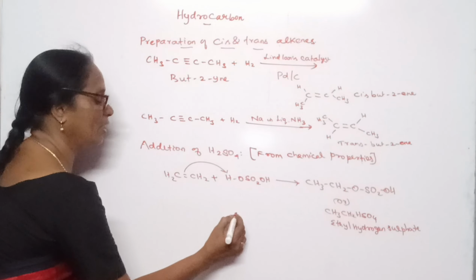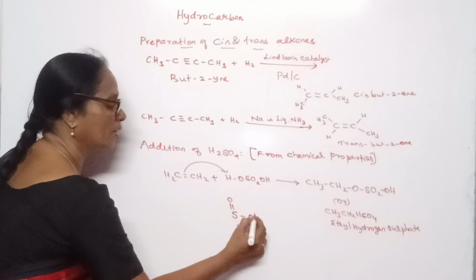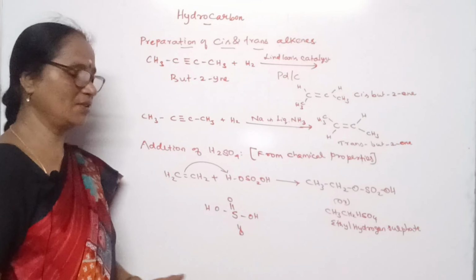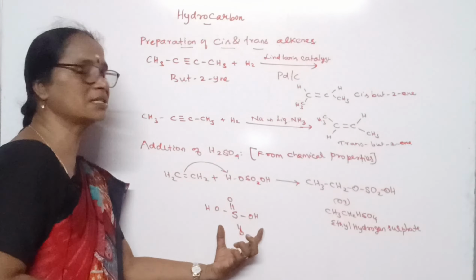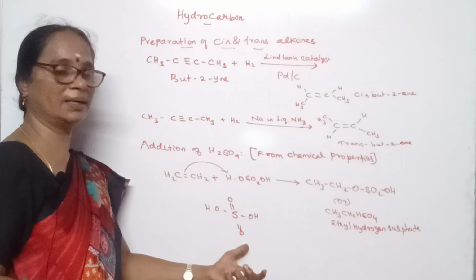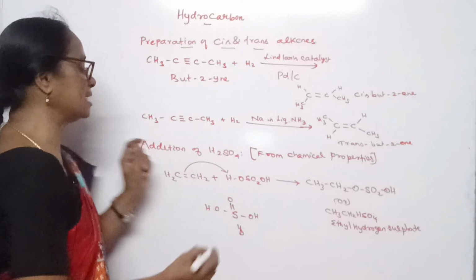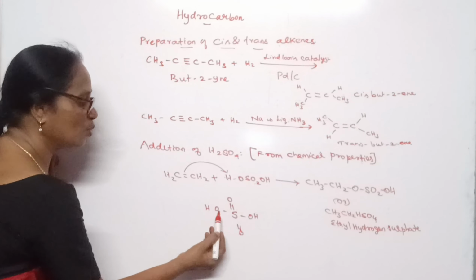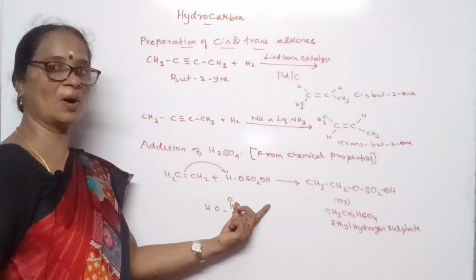The structure of sulfuric acid is H2SO4, in which the two hydrogens are present as OH groups, and the sulfur has two more oxygen atoms. So, this sulfuric acid can be written as HOSO2OH. This is what is taken in its structural form itself.